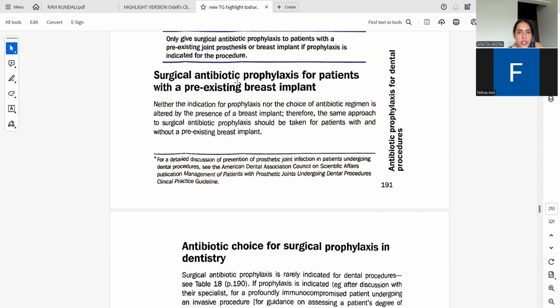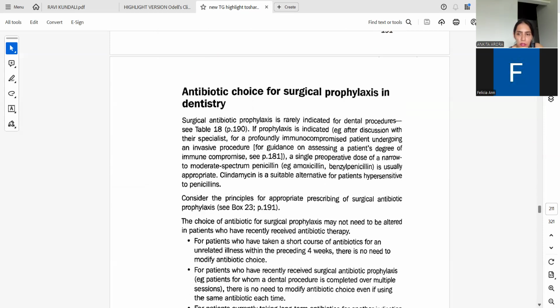Then we have surgical antibiotic prophylaxis for patients with a pre-existing breast implant. Neither the indication for prophylaxis nor the choice of antibiotic regimen is altered by the presence of a breast implant. Therefore, the same approach to surgical antibiotic prophylaxis should be taken for patients with and without a pre-existing breast implant. So same thing like joint replaced, we have for breast implants also.